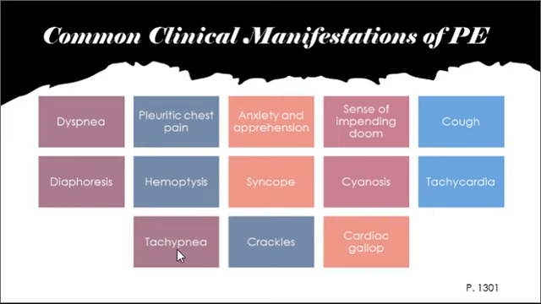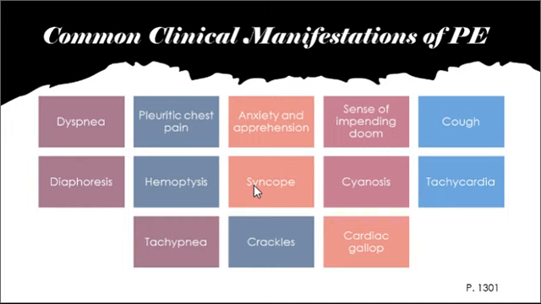Diaphoresis, tachypnea, crackles. You might develop a cardiac gallop. Syncope and cyanosis are more common when it's a massive PE. There's also the potential to have a low-grade fever with the pulmonary embolus. So you can see why it may be difficult to distinguish between a pulmonary embolus, a myocardial infarction, and pneumonia.